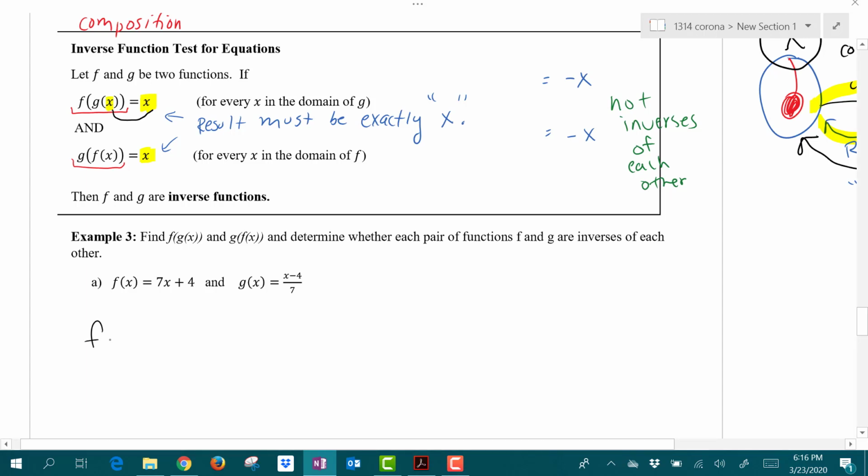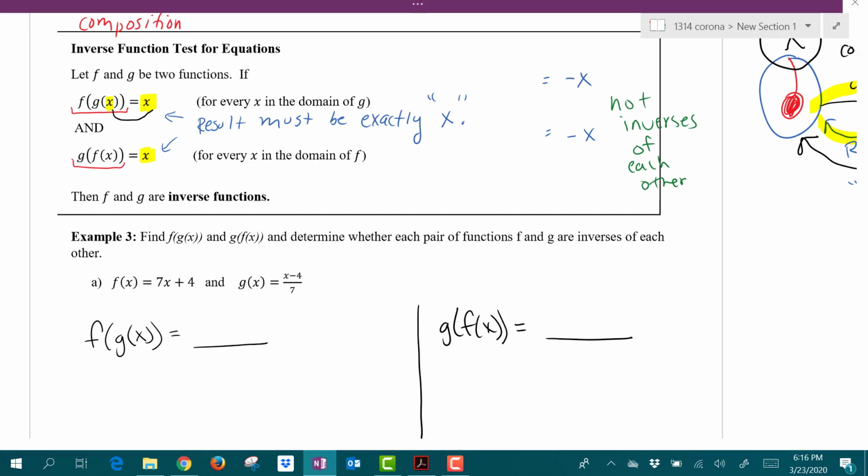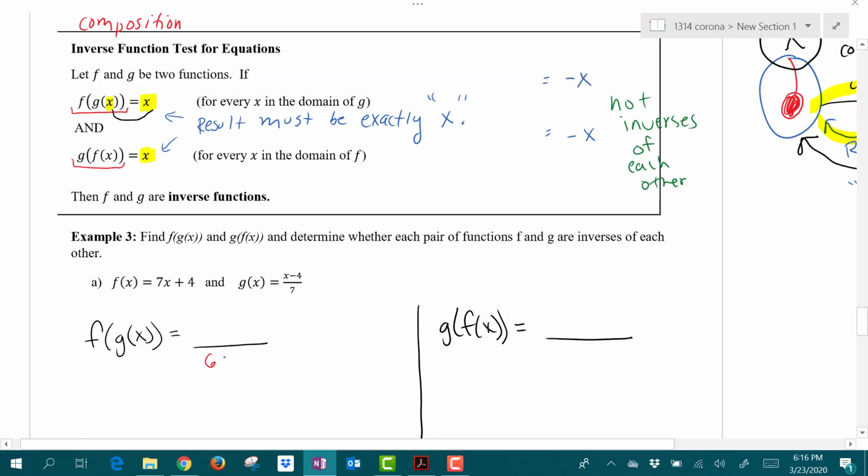So what that means is that we are going to do that composition. We're going to compose the functions together both ways. So we're going to do f composed with g, and then we're going to do g composed with f. And our goal for both of them is very specific. Our goal is exactly x. If we don't get out exactly x for both of those, then they are not inverse functions.